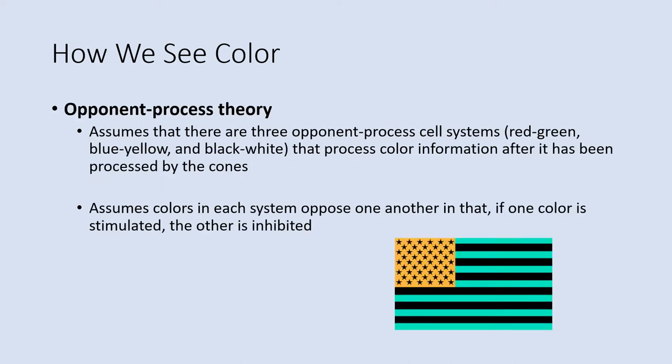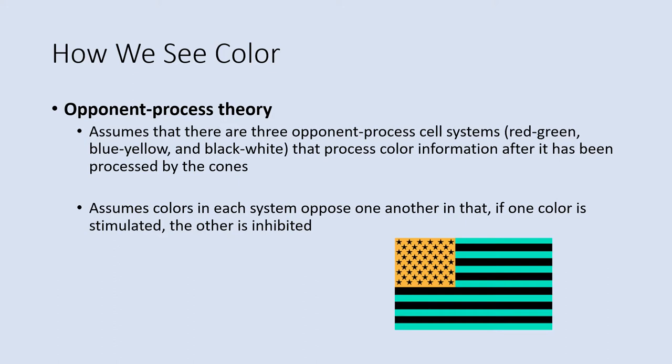Another theory is the opponent process theory, which assumes that there are three opponent process cell systems, red-green, blue-yellow, and black-white, that process color information after it has been processed by the cones. It assumes colors in each system oppose one another in that if one color is stimulated, the other is inhibited. The theory can explain complementary color afterimages.